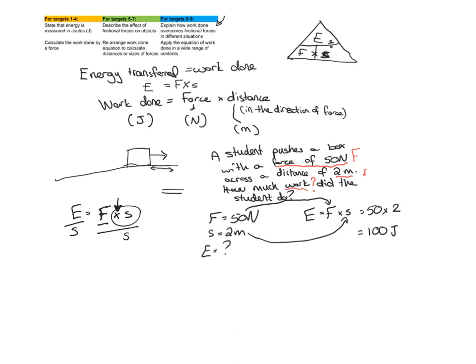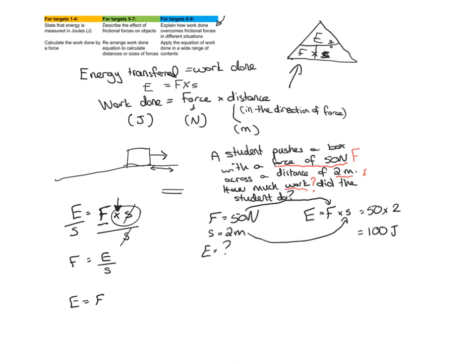Now, distance divided by distance is 1. 5 divided by 5 is 1. 2 divided by 2 is 1. So it's like saying force times 1, which is just force. And then, therefore, force is equal to the energy transferred or work done divided by distance. Alternatively, you can use the triangle up here. It's your choice.